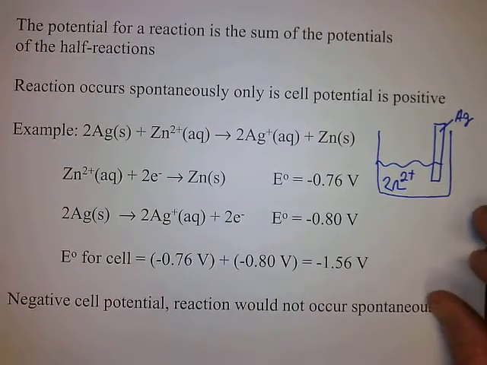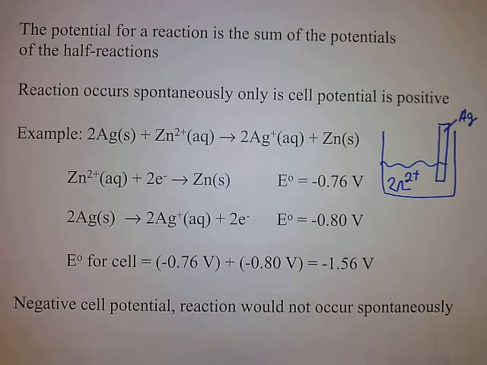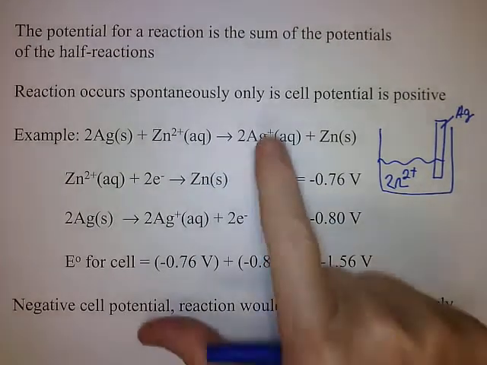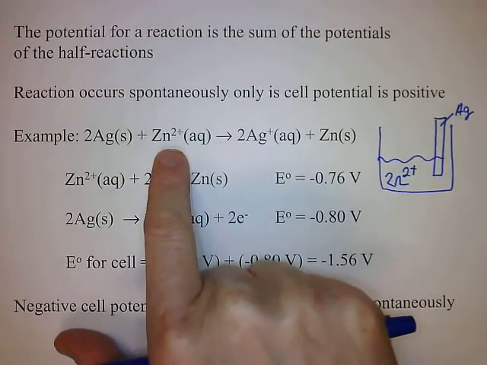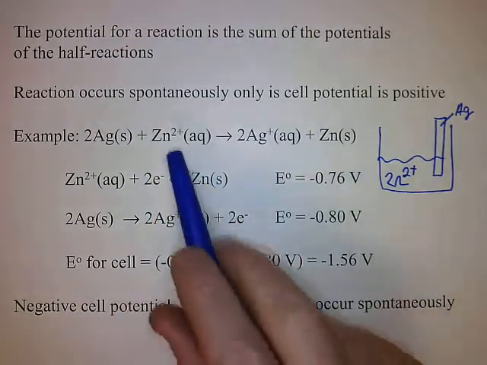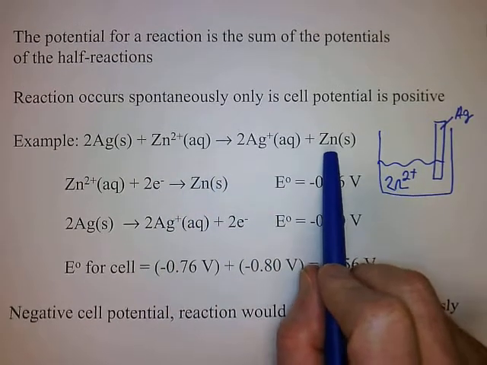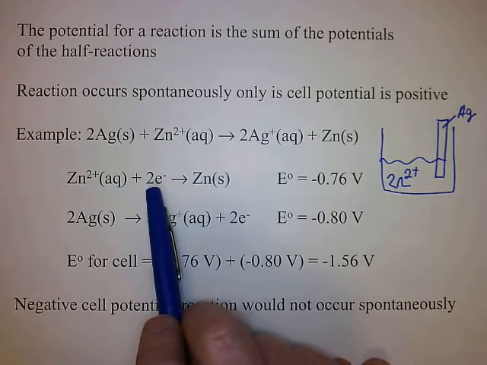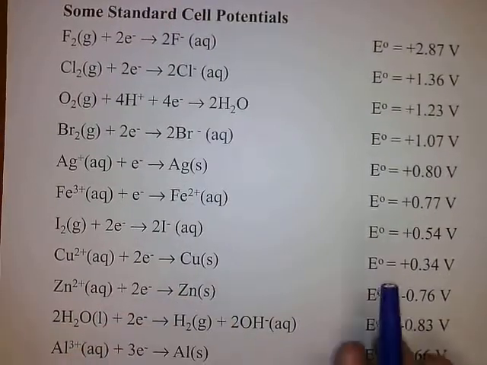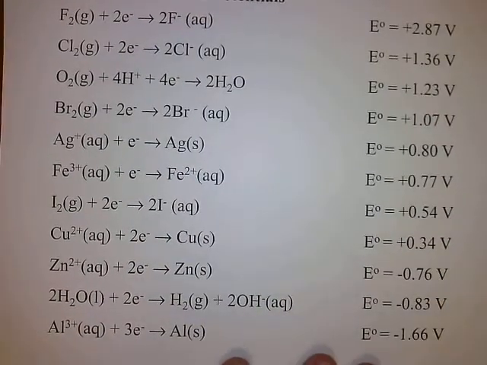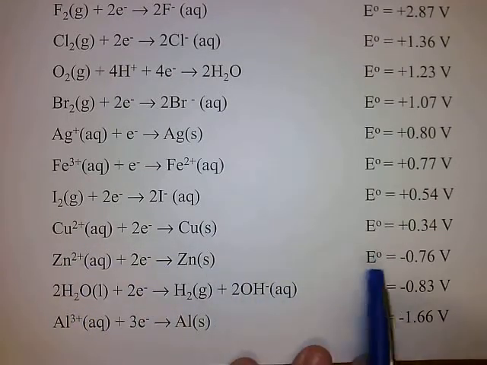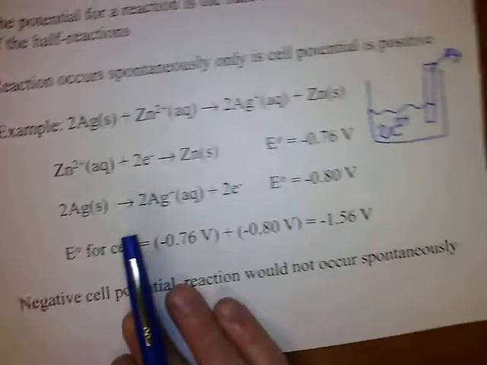Okay, so we're going to calculate the potential for this reaction. You ought to be able to see that zinc is being reduced. We have zinc 2+ here, we have zinc 2+ here, and zinc here. So zinc's being reduced. The zinc 2+ is picking up 2 electrons and becoming zinc solid. Right, so we look at our table of potentials, where we find zinc. Zinc 2+ to zinc is negative 0.76 volts.